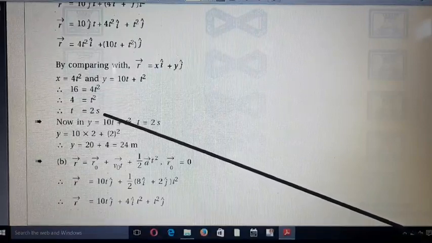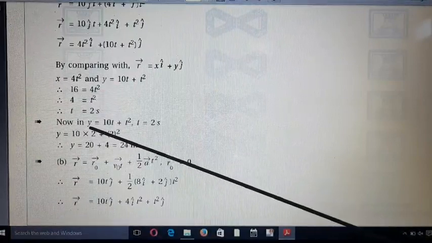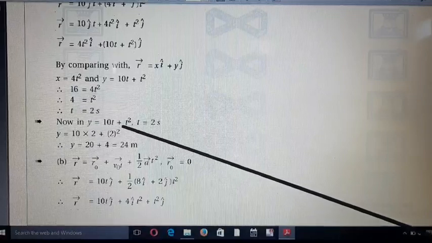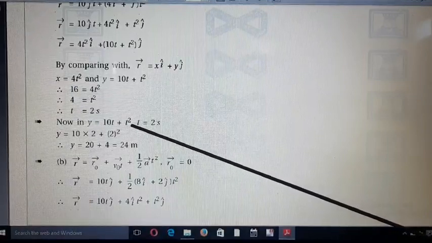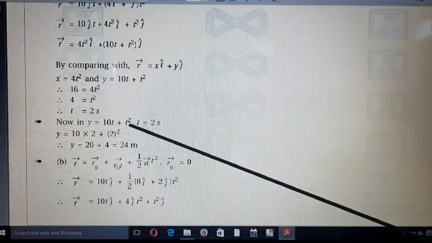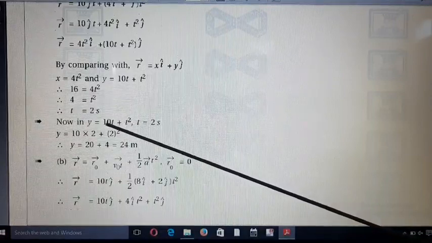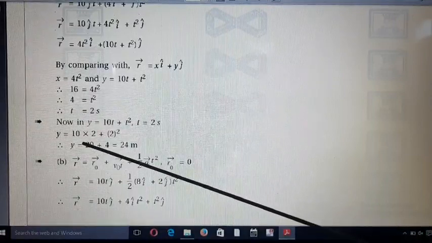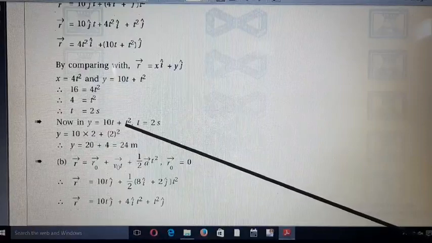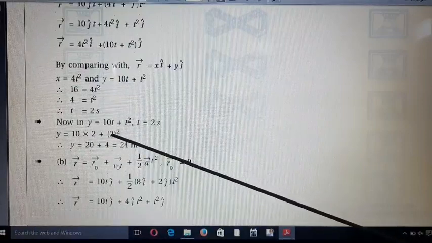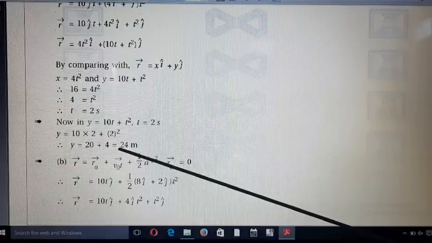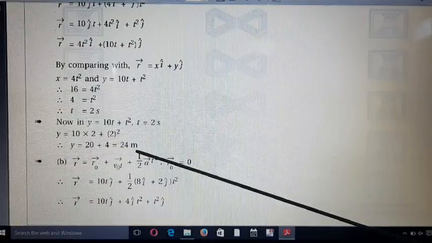And this value is substituted in y. So y is equal to 10t plus t square. In this formula now we substitute t is equal to 2 seconds. So 10 times 2 is 20, and 2 square is 4. So we get 20 plus 4 means 24 meter.